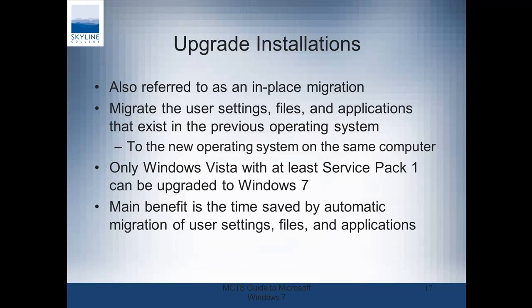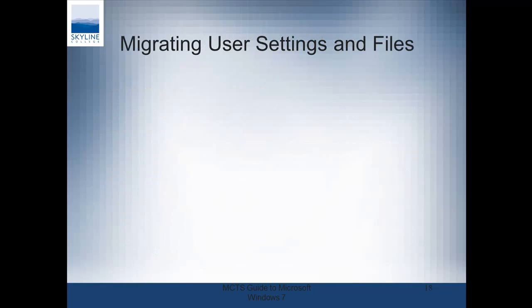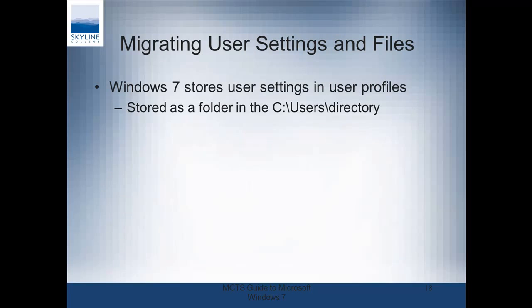Time save, user settings, migration, installing software to me would be the thing that would be the best there. Stores the settings that are stored in the C:\Users directory. We changed directories when we went from XP to Vista and 7, right? From Documents and Settings to C:\Users. That's where everything is stored.